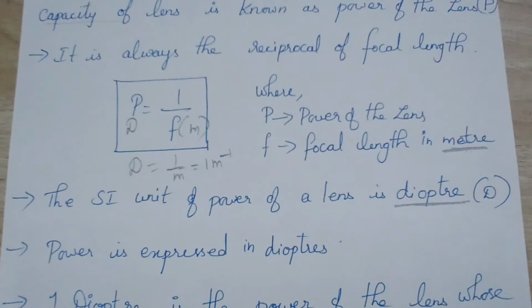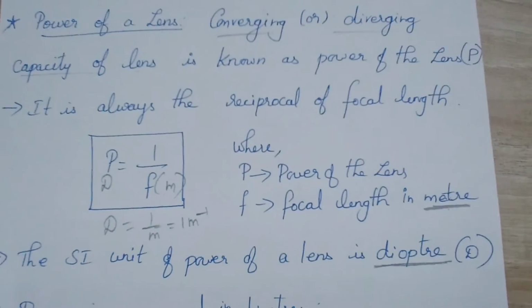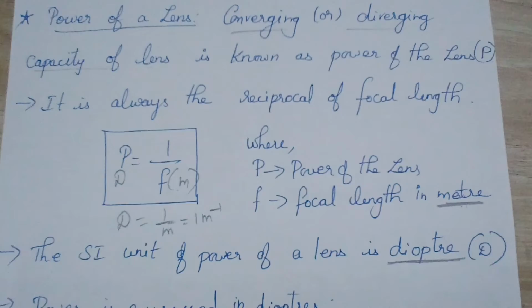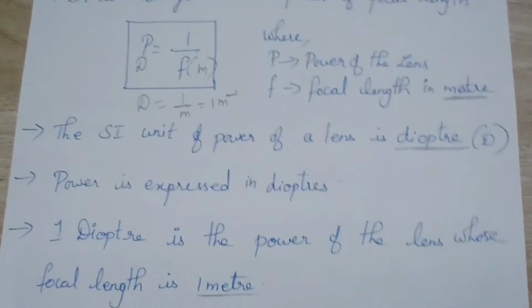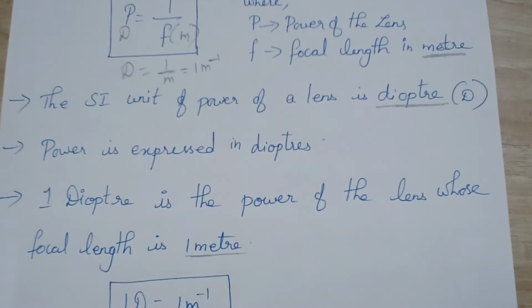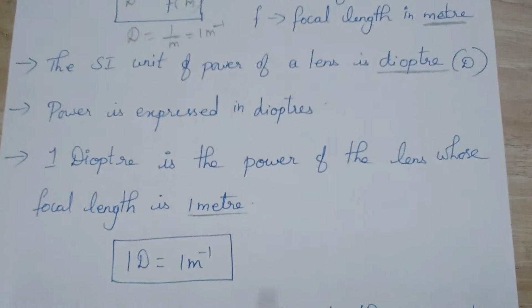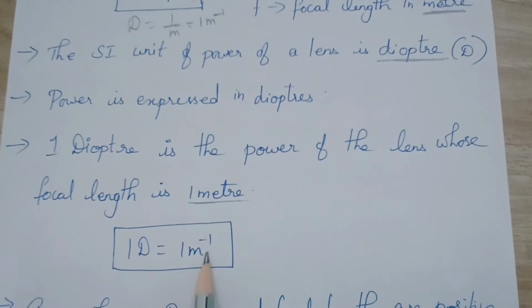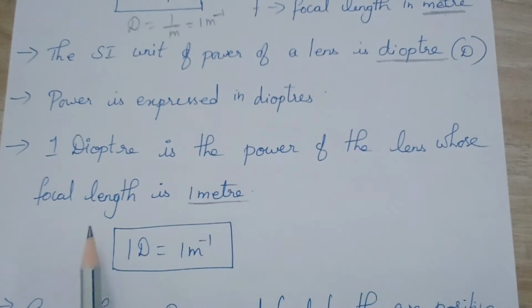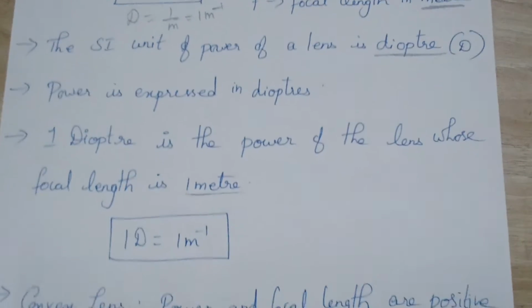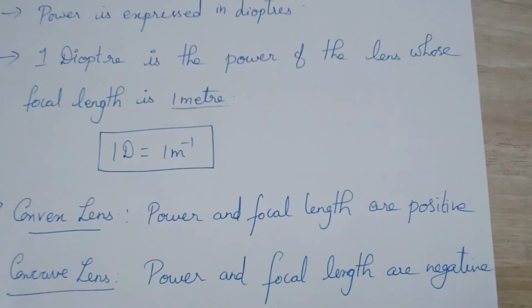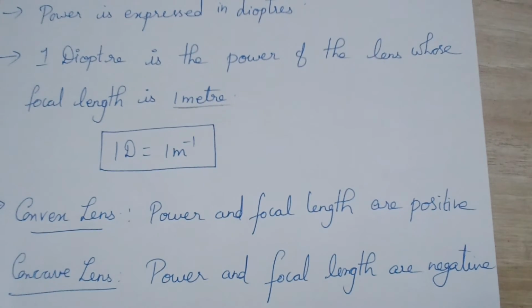So what is the power of the lens? It is nothing but the converging and diverging capacity of the lens, right? It is expressed in diopters, because the SI unit of the power of the lens is the diopter. One diopter is equal to 1 by m, so it can be written as 1 m to the power of minus 1. 1D equals 1 diopter equals 1 m to the power of minus 1. That means 1 diopter is the power of the lens whose focal length is 1 meter. In case of a convex lens, both power and focal length are positive. In case of a concave lens, power and focal length are negative.